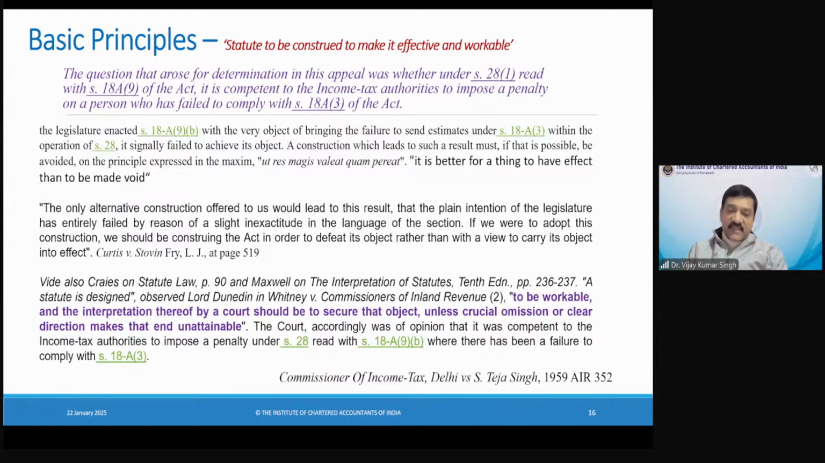The court in this case accordingly was of the opinion that it was competent to the income tax authority to impose a penalty under section 28 read with the relevant section where there has been a failure to comply with 18A(3), which basically meant sending estimates. So this is the case of Commissioner of Income Tax versus S. Teja Singh. You can have a look at this case if you want to.